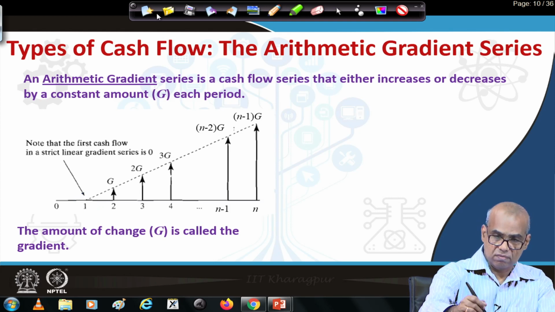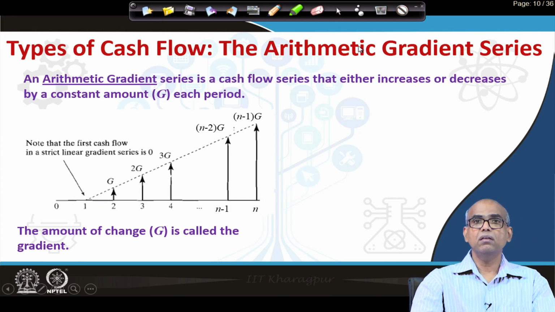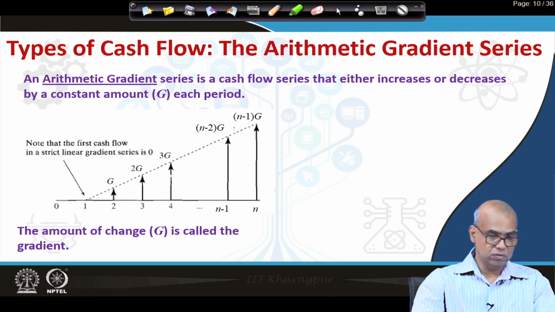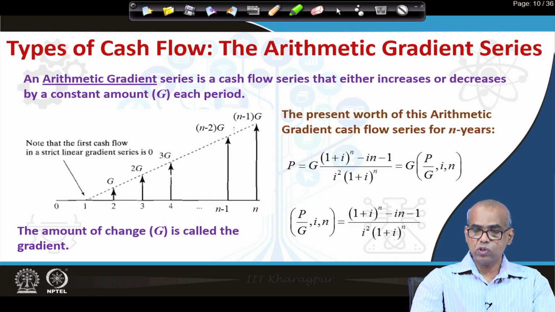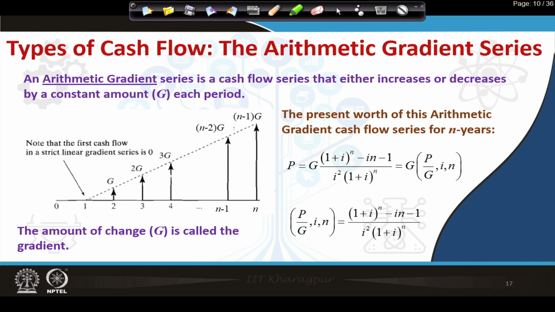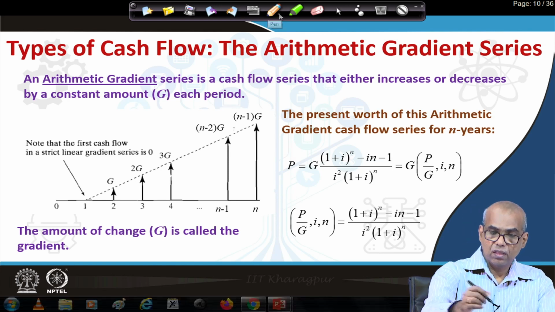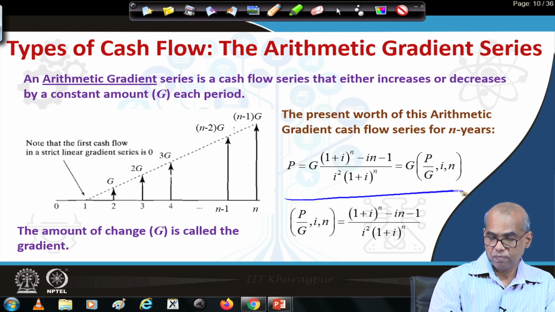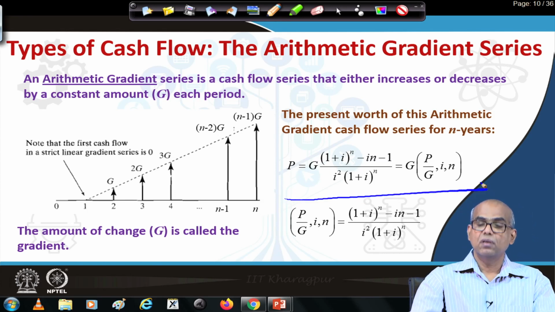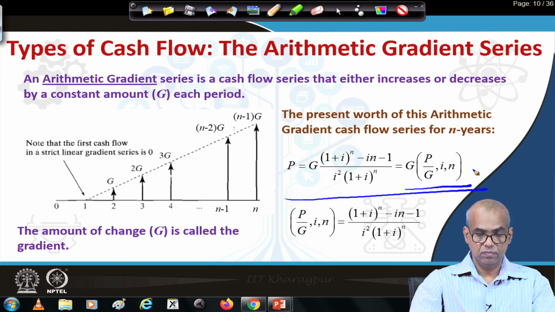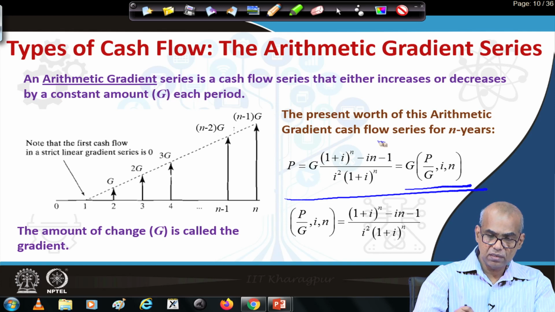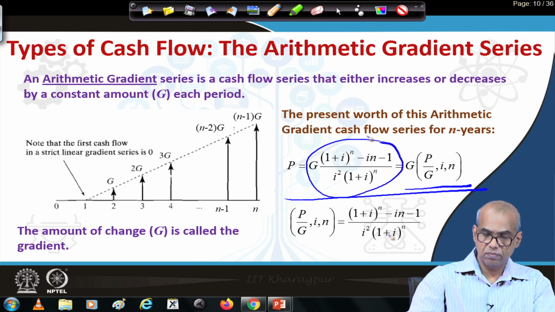It can also decrease, the same way, it can also decrease by the same amount. The present worth of this arithmetic gradient series for n years is shown here, and this is the factor. The P by G factor is nothing but this quantity.